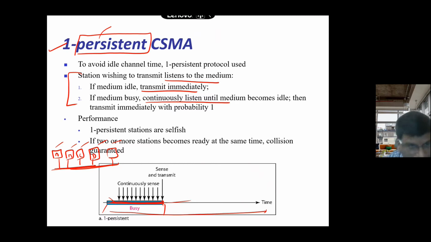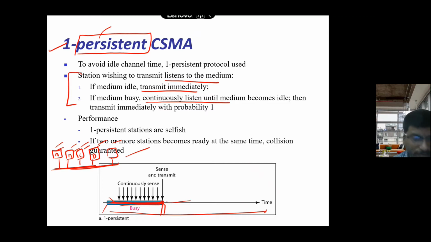You know why? Because all these devices are selfish. They want to transmit their frames. So if multiple devices are waiting to capture the medium, they find the medium to be busy, they persistently keep checking. As soon as the medium becomes idle, all will transmit at the probability of 1, and in the vulnerable time that you have, there are going to be collisions, and so it will become a worse scenario. So this is the problem in one persistent, where if two or more stations are ready at the same time, the collision is guaranteed to happen.